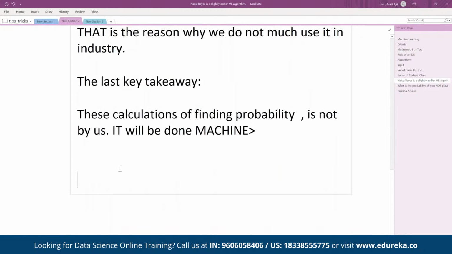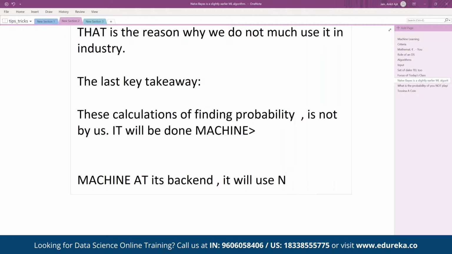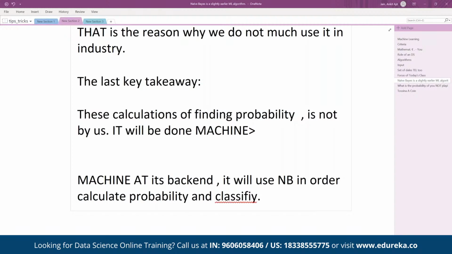But what are we understanding? That the machine at its back end will use Naive Bayes in order to calculate probability and say or classify. Are you all understanding? The machine at its back end, when you tell it to please use the Naive Bayes theorem, will do the calculations which I just showed.